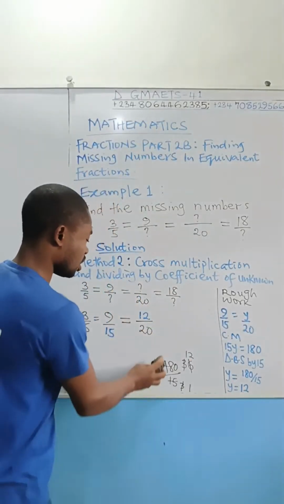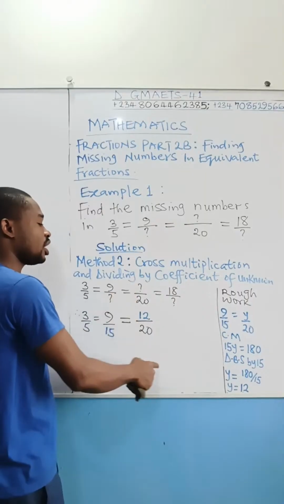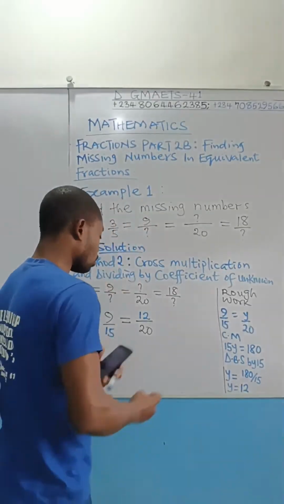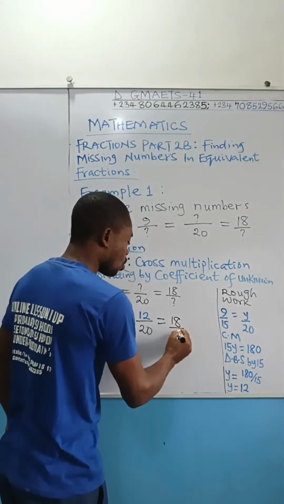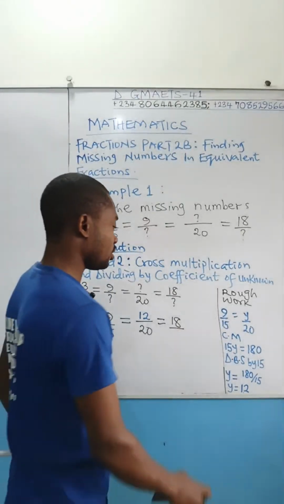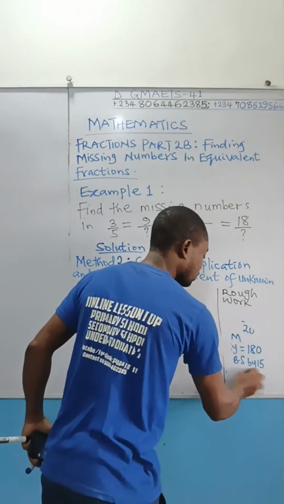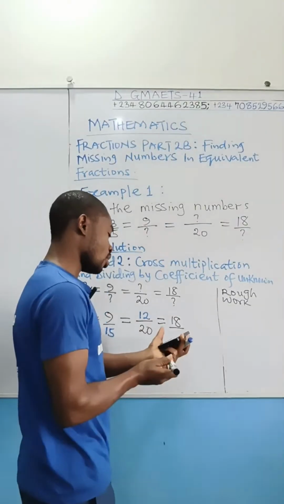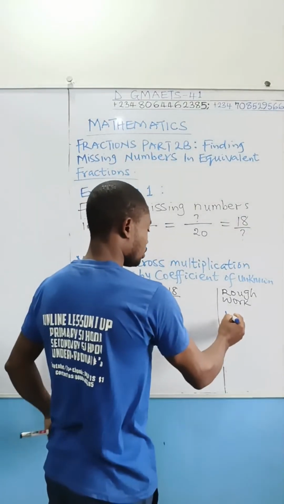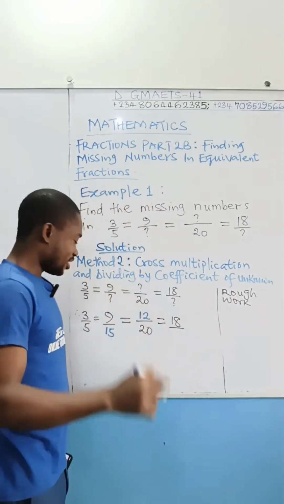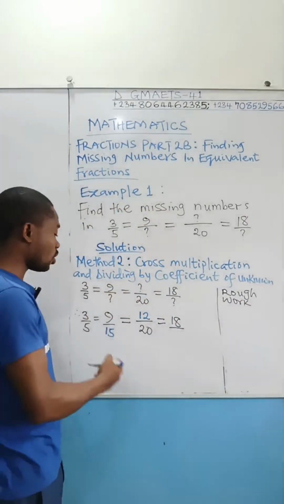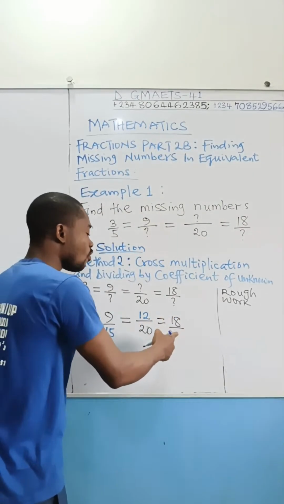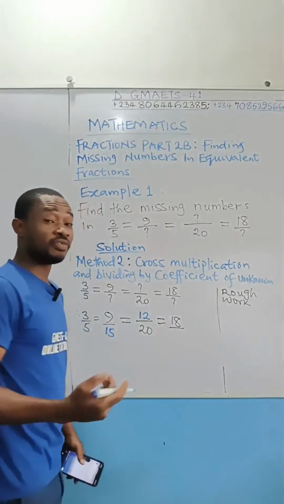So we are done with this and we have obtained the second missing number. Let's go to the last one, the third missing number. So that is going to be equal to 18 over question mark. We don't know what that is. I'll wipe here and do my rough work. It is going to be 3 over 5, or if you want to use 9 over 15, or if you want to use 12 over 20, equal to 18 over the missing number. Any one of them you want to use.